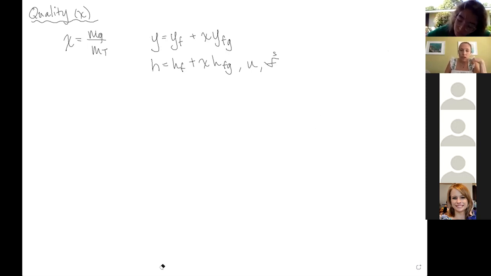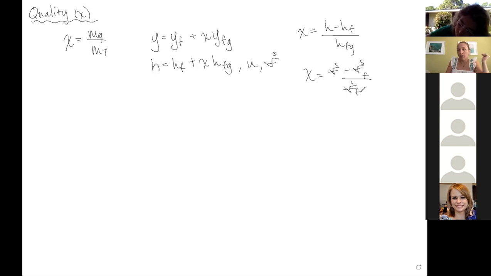But if we look at rearranging this formula to isolate x, here's where on the worksheet on Friday, I was able to explain it to a few people, but I wanted to make sure I didn't leave anybody behind. If we were to rearrange this, we would get quality is equal to enthalpy minus enthalpy of the fluid over enthalpy of the fluid vapor region, fg. All right, so just rearranging this equation. Here's where we can get other equations for quality. On Friday, we used the one where quality is equal to specific volume minus specific volume of the fluid over specific volume of the fluid vapor region.